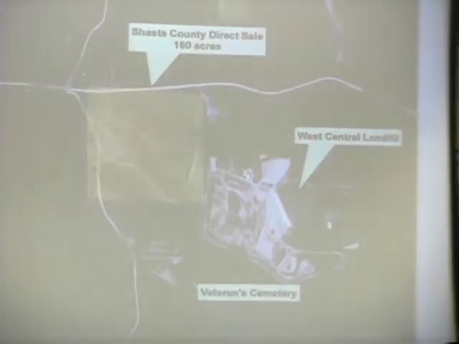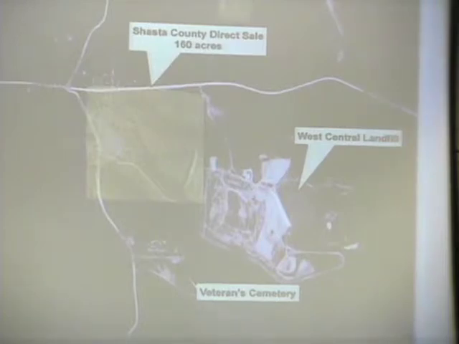Better that this be maintained in its natural condition, added to our 1,000 acres that we already possess. And there are advantages to being able to monitor on site and making sure that we are our own neighbor and good neighbors with the Veterans Cemetery.